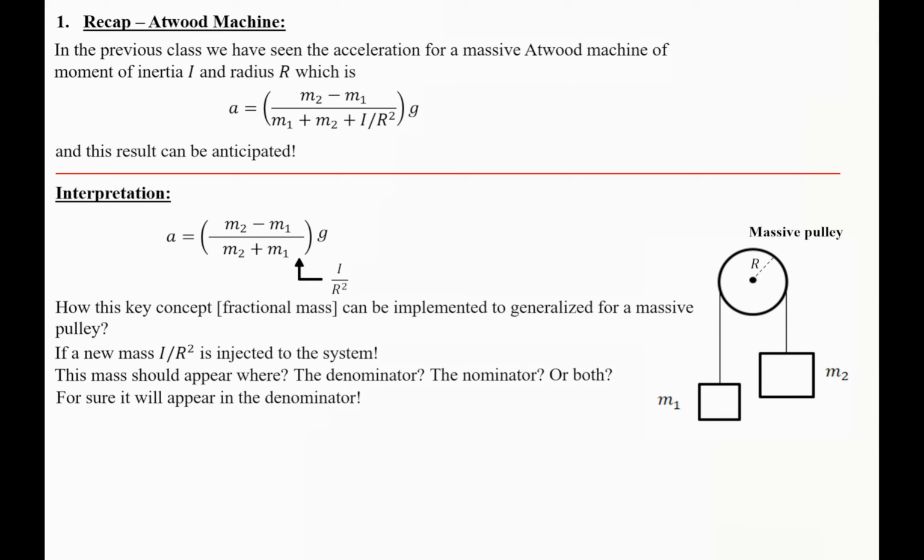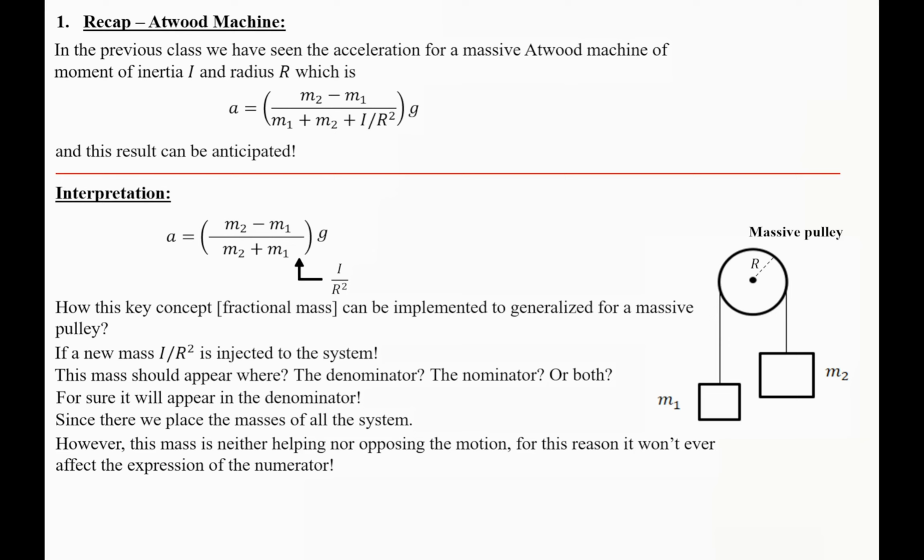This mass should appear in the denominator, the numerator, or both. For sure it will appear in the denominator, since there we place the masses of all the system. However, this mass is neither helping nor opposing the motion, because it is symmetrically distributed around the pulley. For this reason we assume it won't ever affect the expression of the numerator. After modification, the result would be given by the following.